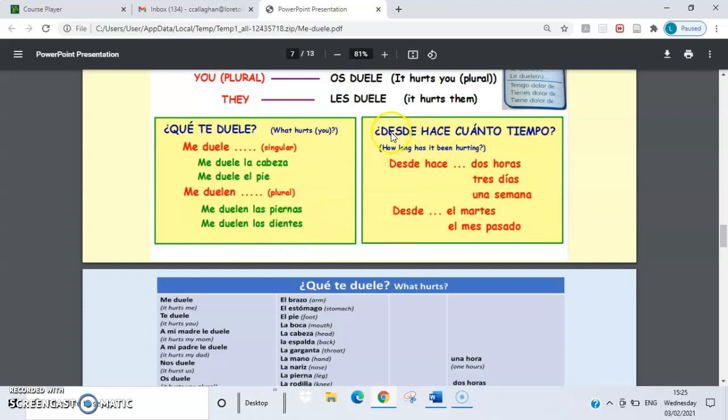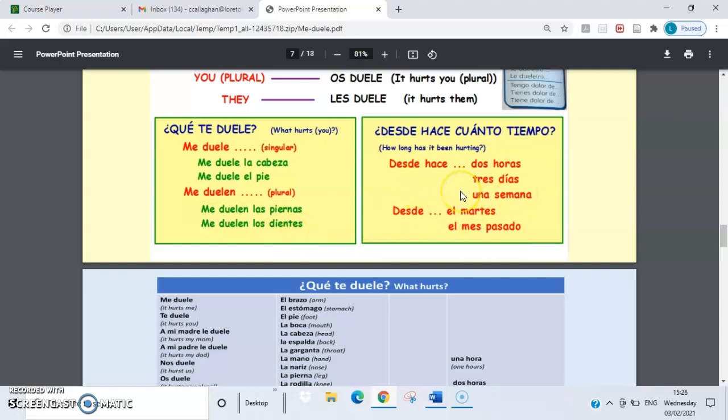So for instance, an example here now, desde hace cuánto tiempo, you can join these together. Me duele la cabeza desde hace 2 horas. My head's been sore for 2 hours. Or me duele el pie desde hace 3 días. I've had a sore foot for 3 days. If you're not chatting about time, you can also use desde in the sense of since. Me duelen los dientes desde el mes pasado. I've had sore teeth since last month.